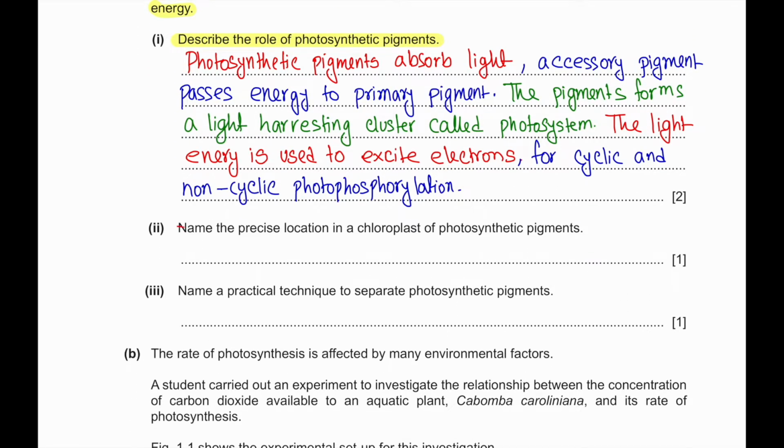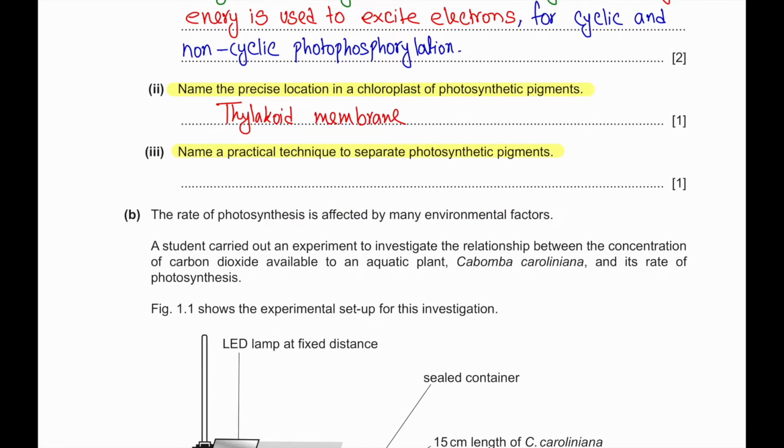Part 2. Name the precise location in a chloroplast of photosynthetic pigments. Photosynthetic pigment can be found in thylakoid membrane. Part 3. Name the practical technique to separate photosynthetic pigments. So to separate photosynthetic pigments, we can use chromatography.